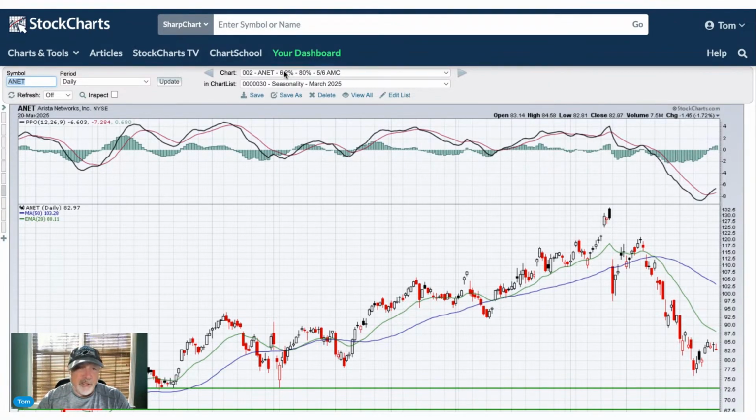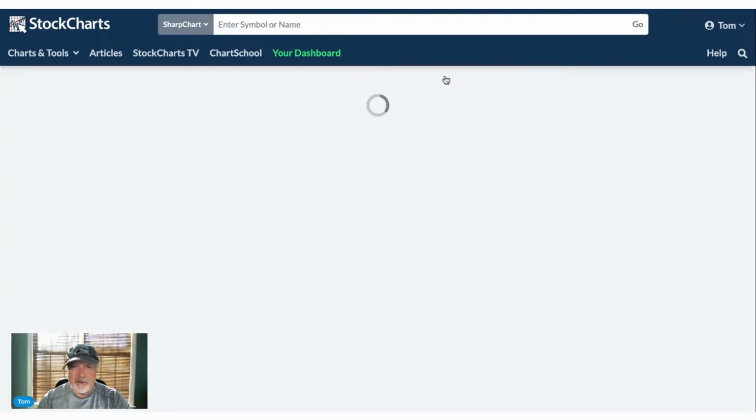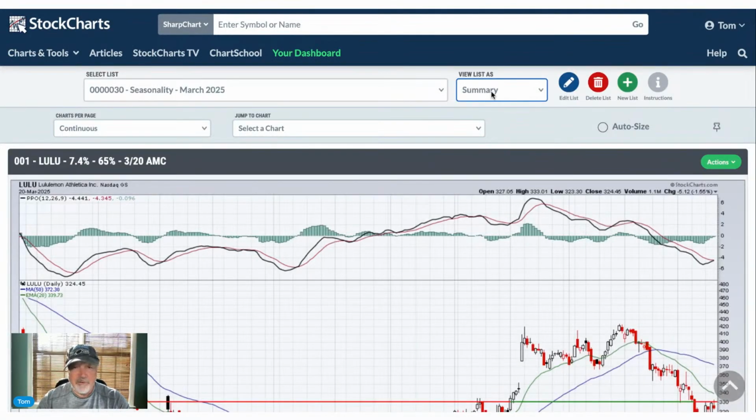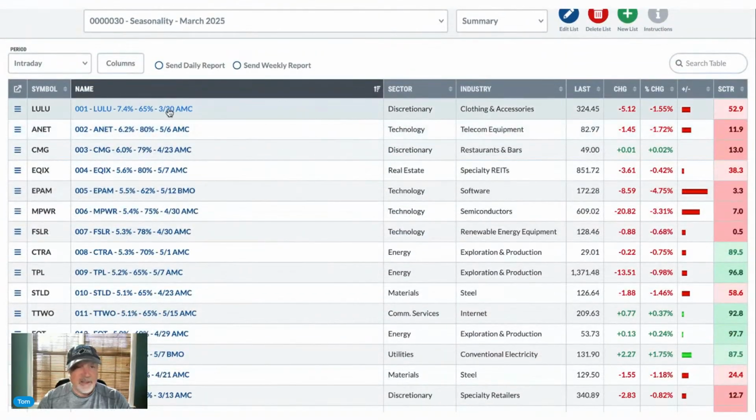The other thing I want to mention about the naming of these is that also there's this date over here you see, 5/6, May 6th, AMC. That's the date of the next earnings report. So I just want to let folks know this is a March seasonality list, but some of these stocks, if you look, they do have earnings coming up in March. Lululemon today after the bell.